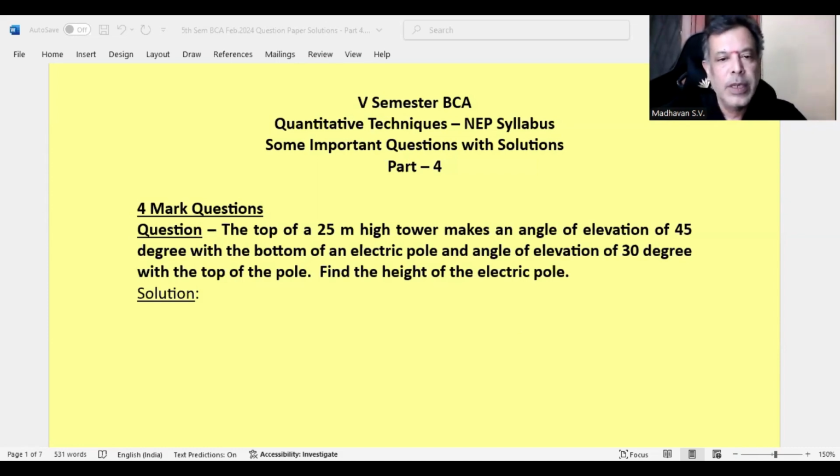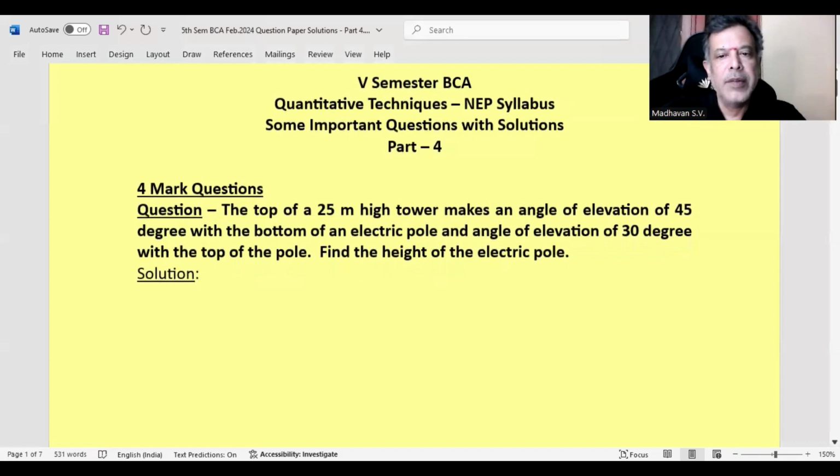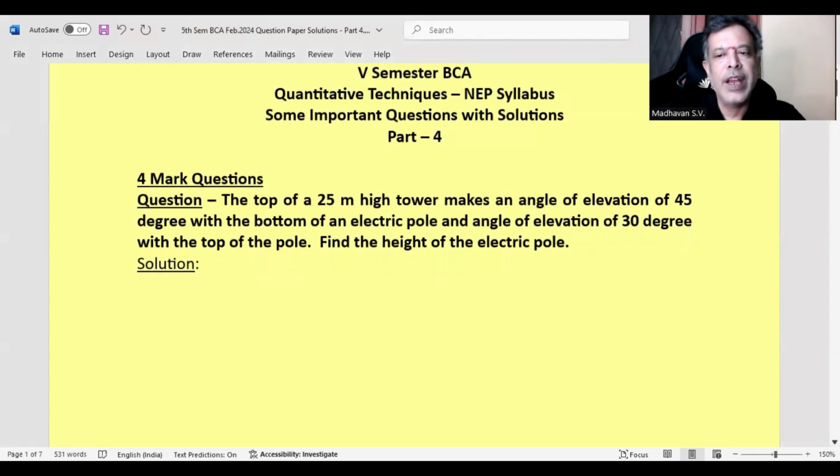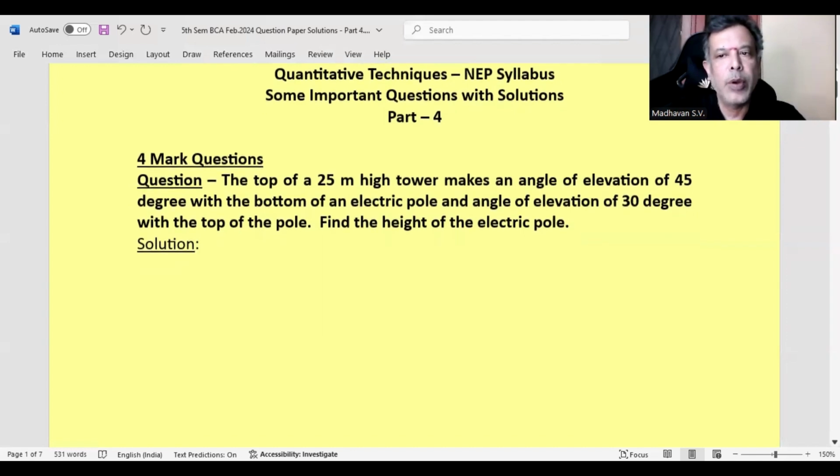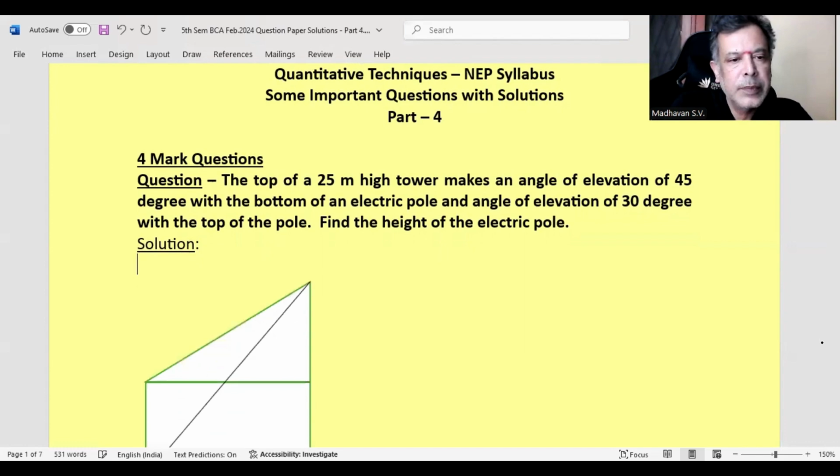First question: the top of a 20-meter high tower makes an angle of elevation of 45 degrees with the bottom of an electric pole and an angle of elevation of 30 degrees with the top of the pole. Find the height of the electric pole. So we already made one diagram for this.